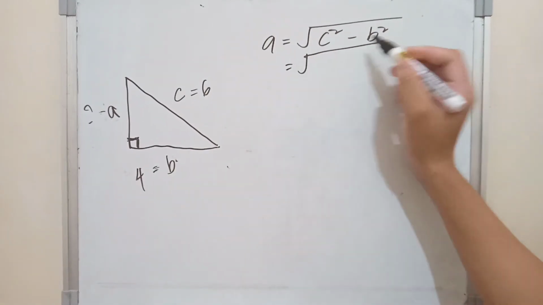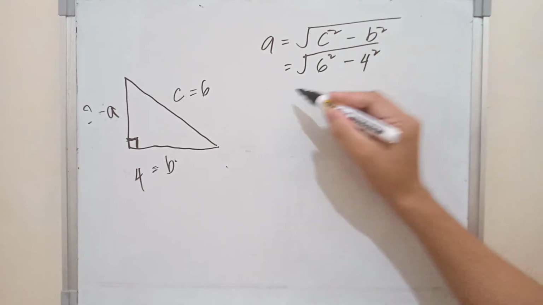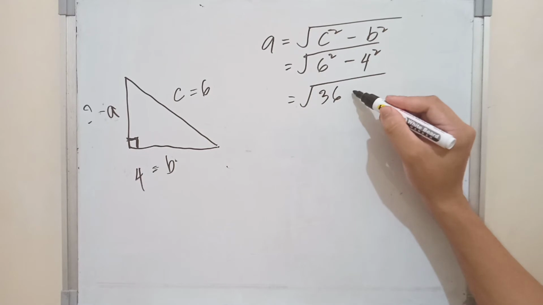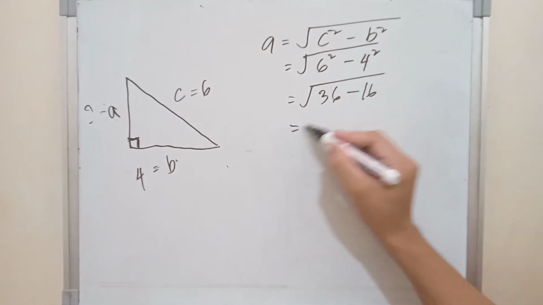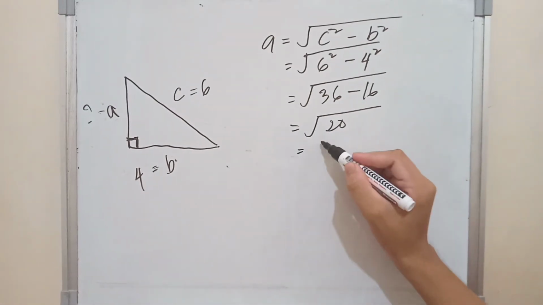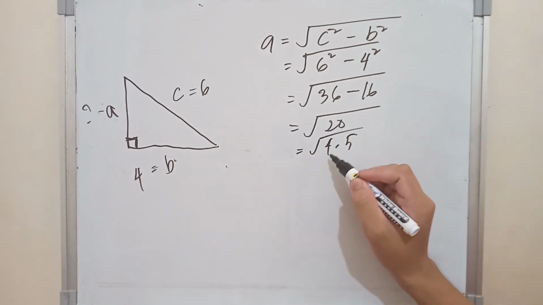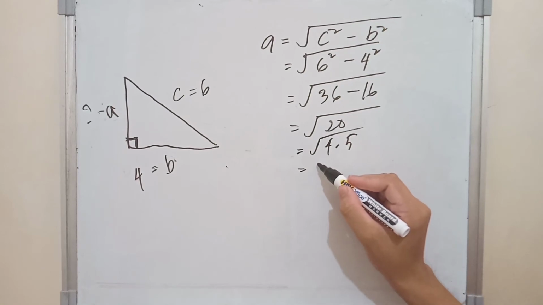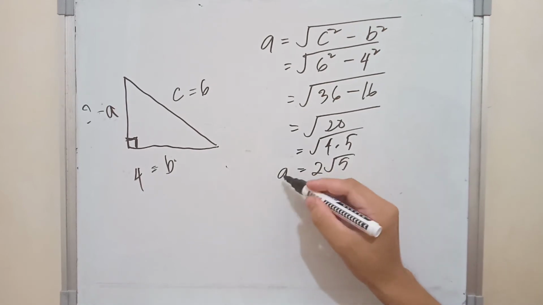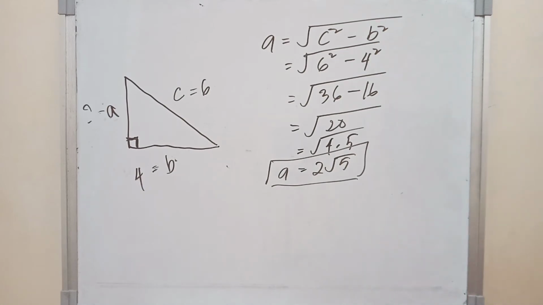So, the square root of, ano, yung C is 6 squared minus B is 4 squared equals square root of 6 times 6, 36 minus 16 equals the square root of 20. So, itong 20 is 4 times 5. Mayroon tayong square root ng 4. So, pwede natin siyang i-square root, 2 the square root of 5. So, yung A is 2 the square root of 5. Yun.